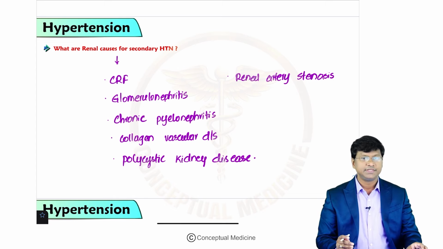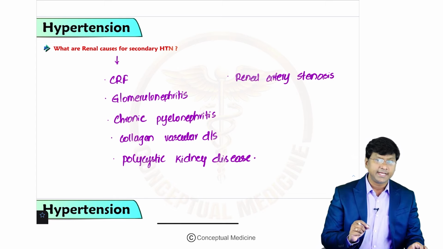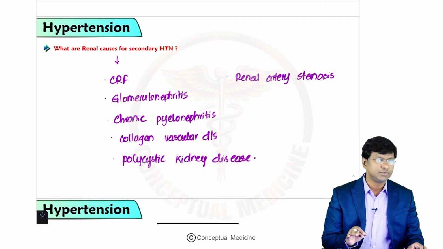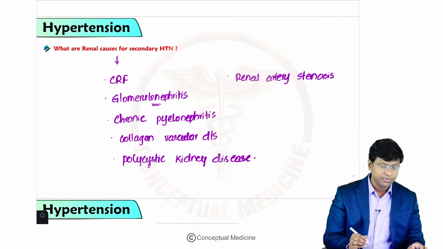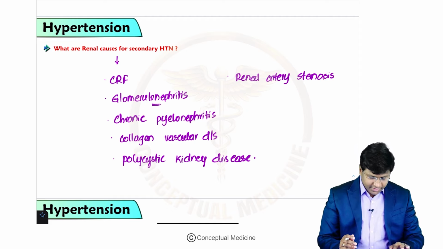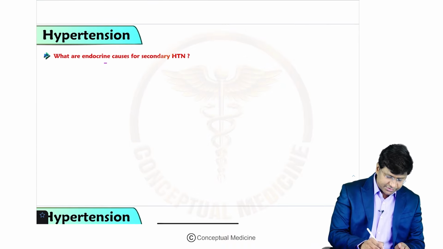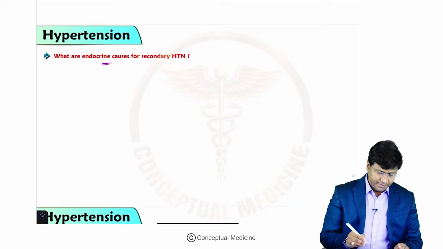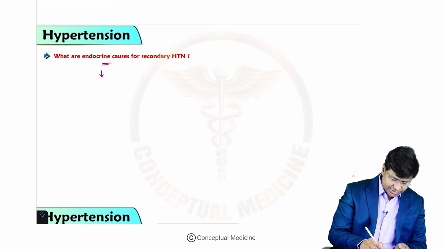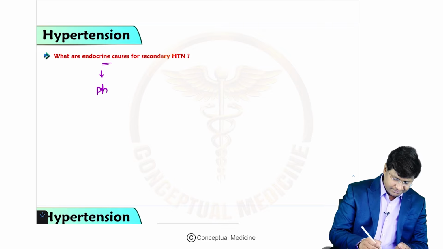Right. So, these are the renal causes for hypertension. And out of these also, one of the most important causes will be glomerulonephritis causing the secondary hypertension. Then you need to know what are the endocrine causes for secondary hypertension. Endocrine causes for secondary hypertension include number 1, pheochromocytoma.